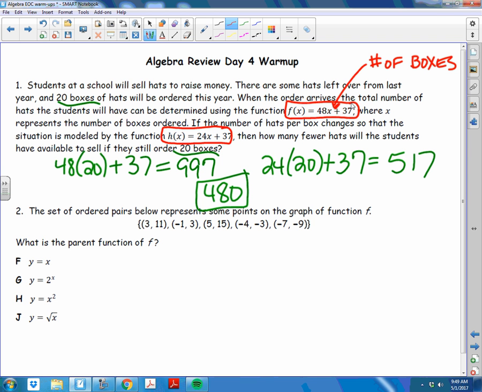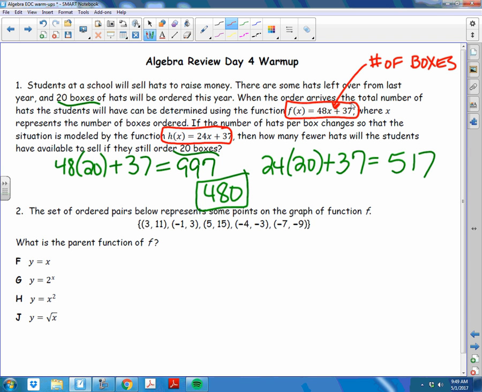Okay, here we go. The set of ordered pairs below represents some points on the graph of function f. What is the parent function of f? Basically, what are they asking you? How many different types of equations have we learned about? 3, thanks to Unit 10. We've had 3 types of equations: linear, quadratic, and exponential.